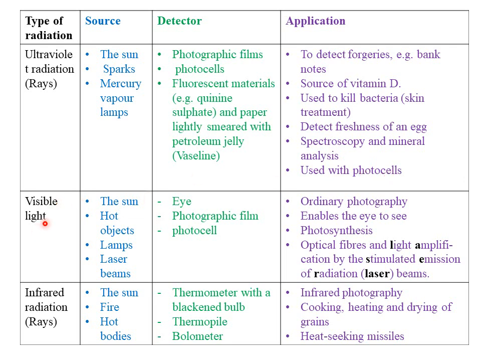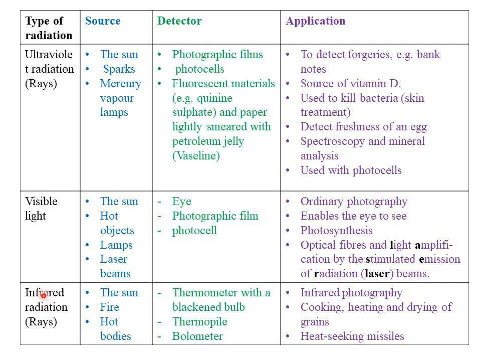The other type of radiation is visible light. Of course, the main source is the sun. Other sources include hot objects, lamps, and laser beams. Detectors of visible light are the eye, photographic film, and the photocell. Applications of visible light: one is in ordinary photography, two, it enables the eye to see, and three, it is used in photosynthesis, a process by which plants manufacture their own food in the presence of visible light. It is also used in optical fibers and in light amplification by stimulated emission of radiation, which is called laser beams.